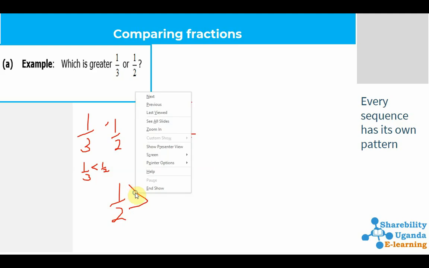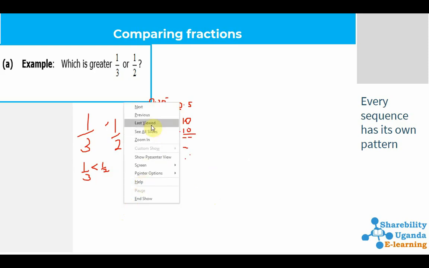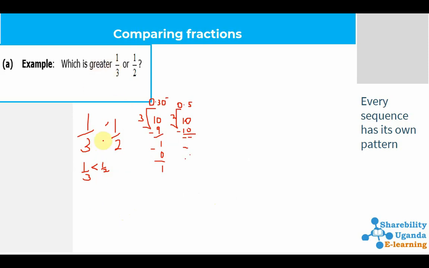Let me try to rub this. Let me rub this, and we get something right. So they are saying which one is greater than another one. We are saying 1 out of 2 is greater than 1 out of 3. This is a method that we can use to get our numbers.